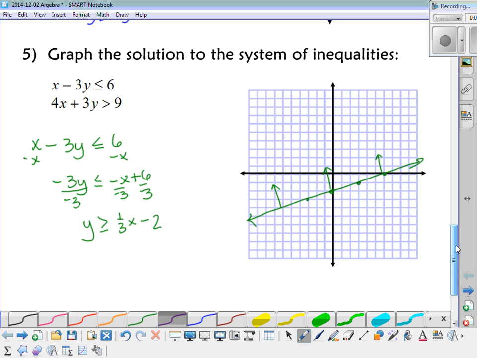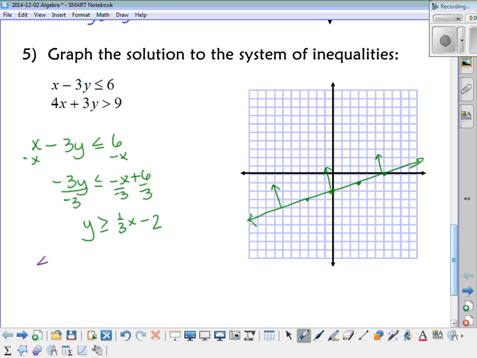All right, now I need to get the second equation into slope-intercept form. So I've got 4x plus 3y is greater than 9. So if I subtract the 4x, I get 3y is greater than negative 4x plus 9, and then divide everything by 3. And so I get y is greater than negative 4/3 x plus 3. So I go to positive 3 on my y-axis, and I'm going to go down 4 and over 3.